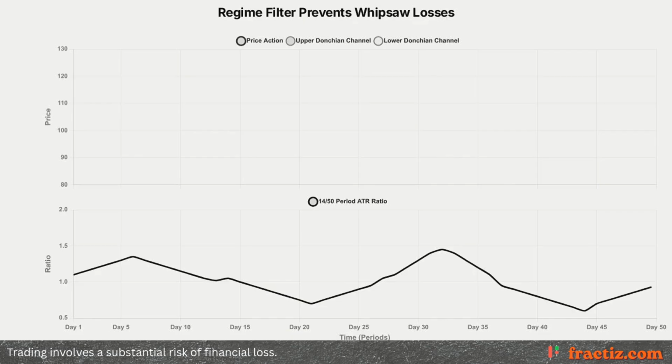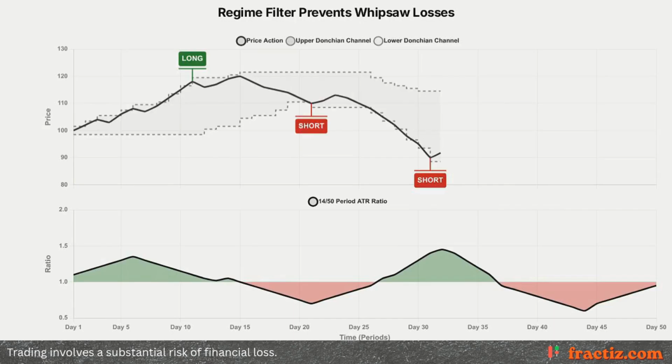It creates an objective mathematical threshold for market activity, marked exactly at 1.0. When the ratio is 1.0 or higher, the baseline volatility is exceeded. The subchart colors the area green to denote an expanding regime, an active trading zone. When the ratio drops below 1.0, the market is contracting. The zone drops red, restricting all entries.